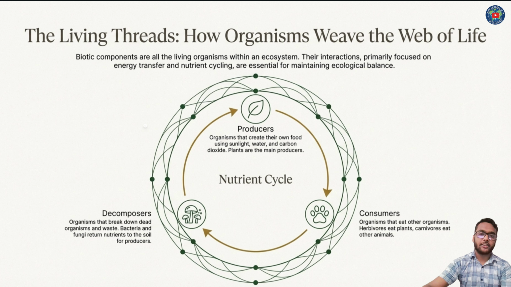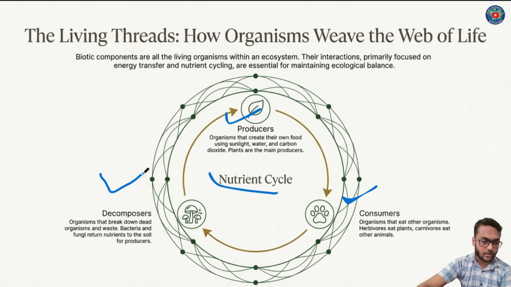The living traits. Now, organisms weave the web of life. Biotic components are all the living organisms within an ecosystem. Their interactions, which primarily focus on energy transfer and nutrient cycling, are essential for maintaining ecological balance. Okay, there are three types of biotic components in an ecosystem which structure the nutrient cycles. These are producers, consumers, and decomposers.